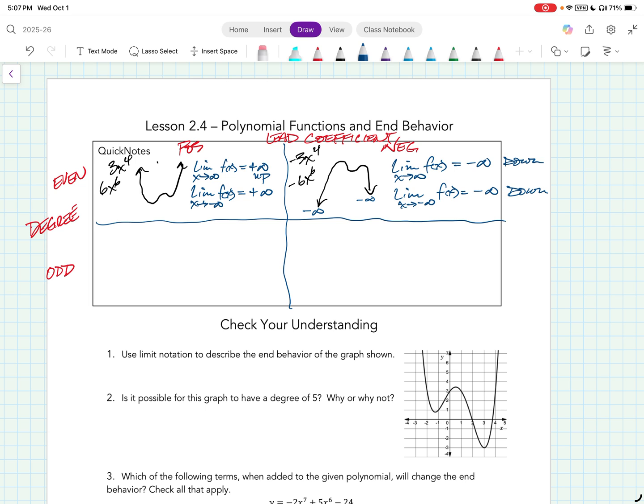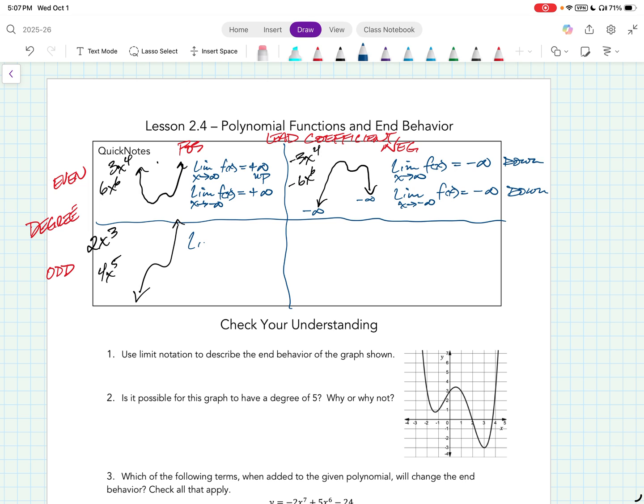Now, if you have odd degrees, everything changes. If you have an odd degree like x cubed, for example, with a positive lead coefficient like 2x cubed or 4x to the fifth, something like that, it behaves like this. And what do the limits look like? Well, let's go over that.